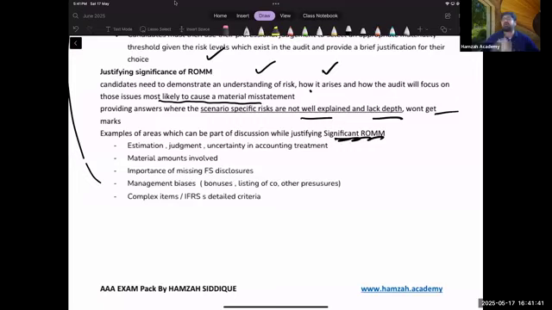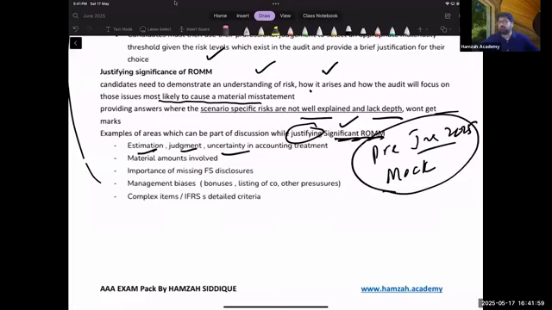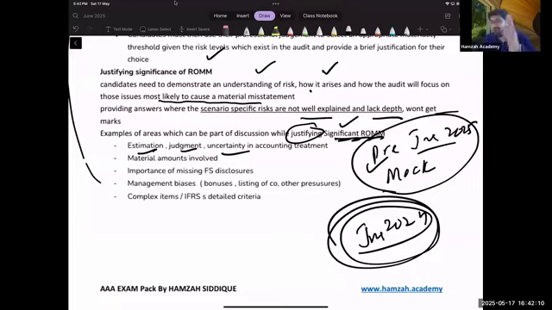What is significant risk, what are the justifications of significance? Where estimations are there, judgments are there, uncertainties. For example, I was just going through your pre-June mock. They have included a question in it which was tested in 2024, I think June. They justify the risk related to inventory. I have done this question in my regular class, I think. So when they ask it, you know inventory, there is work in progress, estimation, judgment, uncertainty, complex calculations.